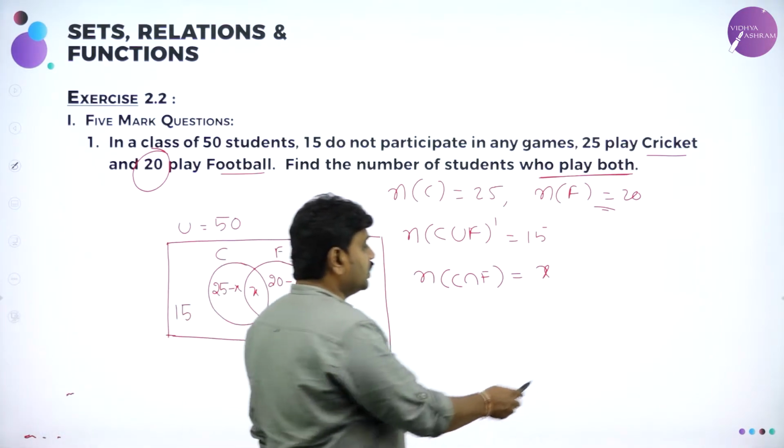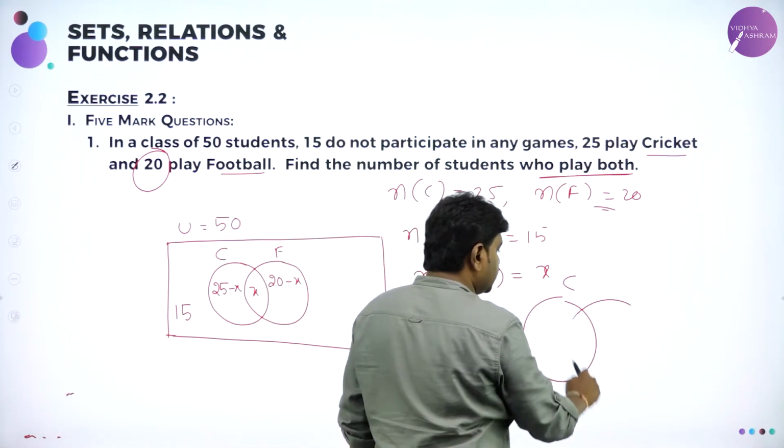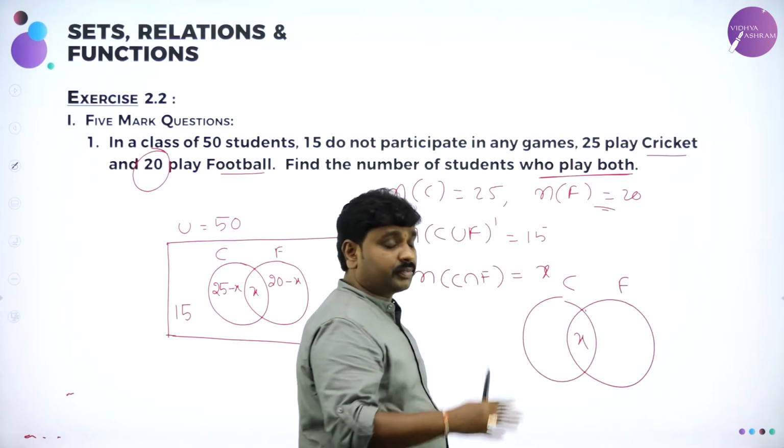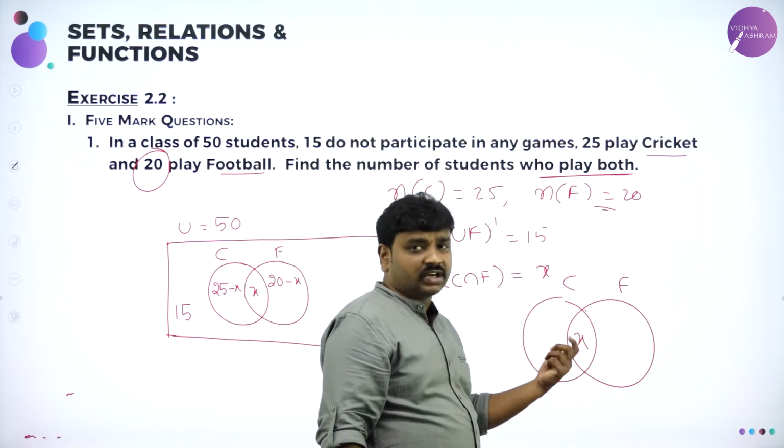First, what I have done: one set is cricket, one set is football. Both, this part is the intersection. In the intersection we don't know how many are playing. Both means this region, I call it X.